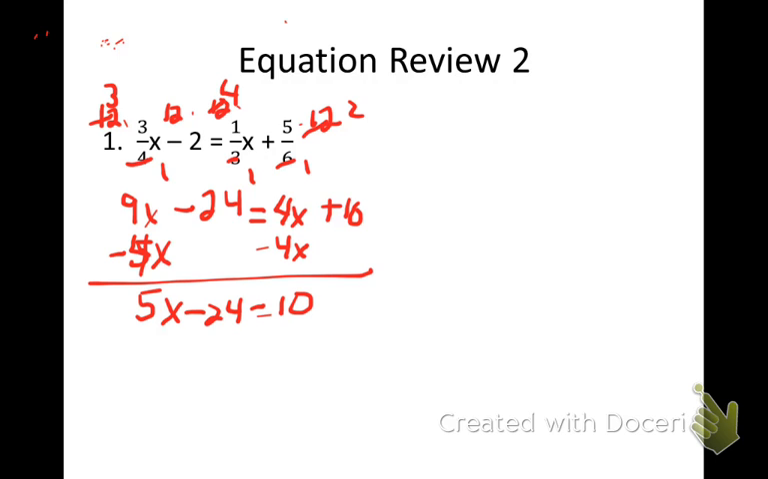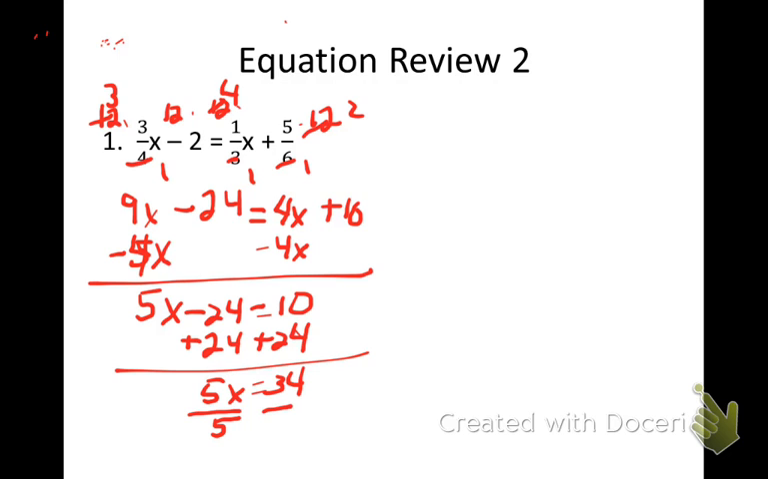So I want to now bring my numbers to the right, so I'm going to add 24 to each side. And get 5x equal 34. The variable's not by itself. The opposite of multiply by 5 would be divide by 5. And since 5 will not go into 34 evenly, I'm going to leave it as 34/5. I do need to ask myself if it'll reduce, and nothing goes into those, so that would be my answer. 34/5, just leave it like that.